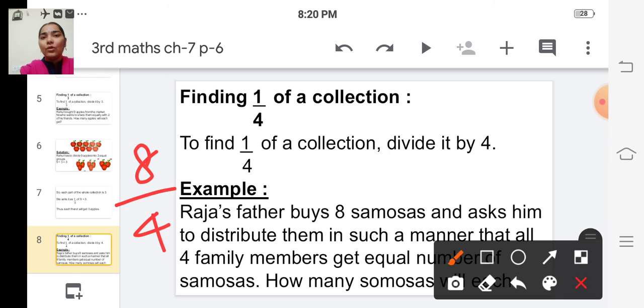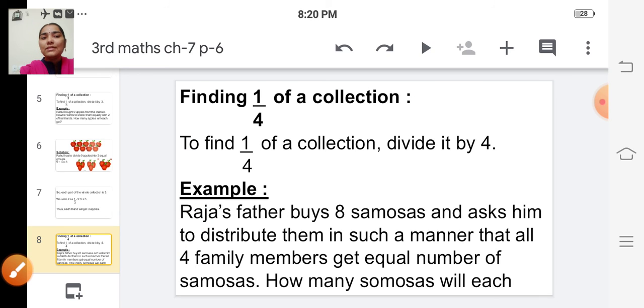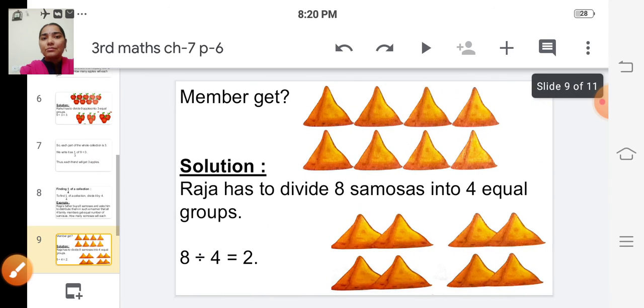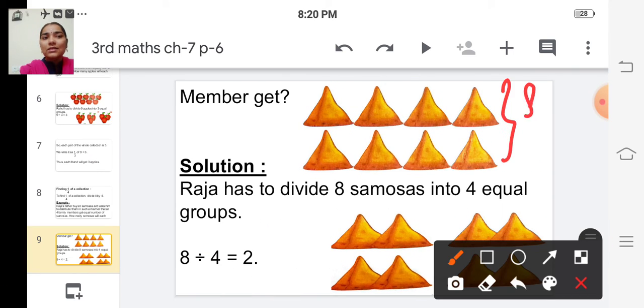8 by 4, because we have to distribute these 8 samosas into 4 equal groups. Isn't it? So we have to divide 8 by 4. Okay. So how many samosas will each member get? So these are the 8 samosas. Okay. So look at the answer.